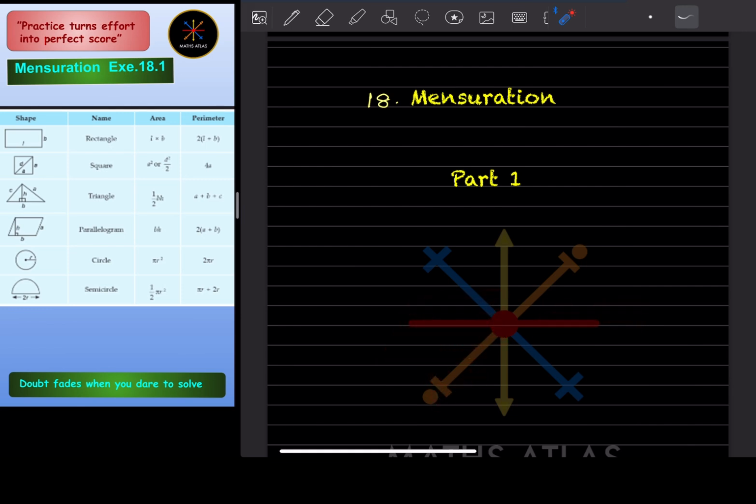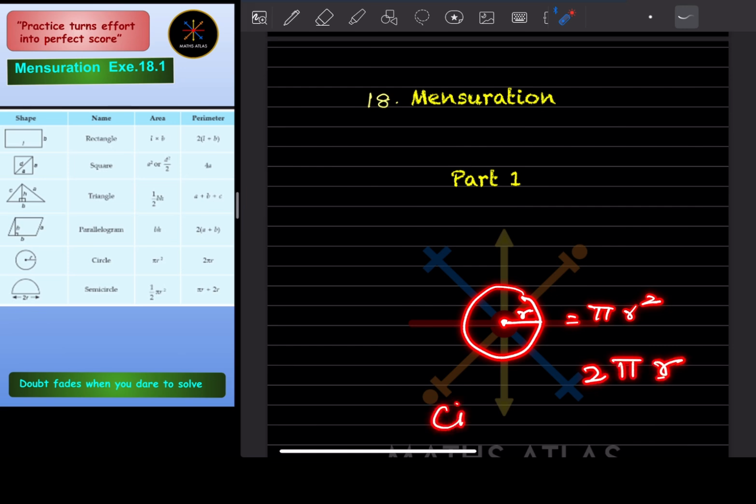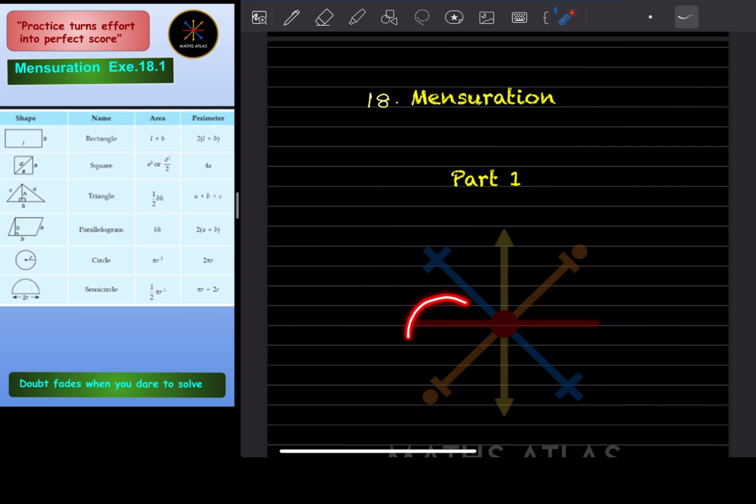Now for the circle, the area is going to be pi r square. This is the center of it, and this is going to be the radius. So that is pi r square for the area. And for the perimeter, it will be 2 pi r. The perimeter we can also call the circumference. In some books, you will see circumference and perimeter of the circle. Both are the same.